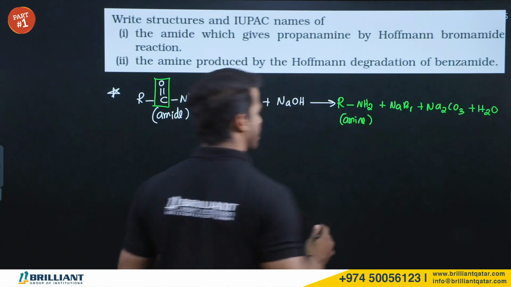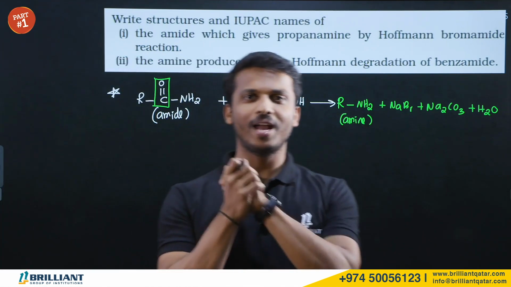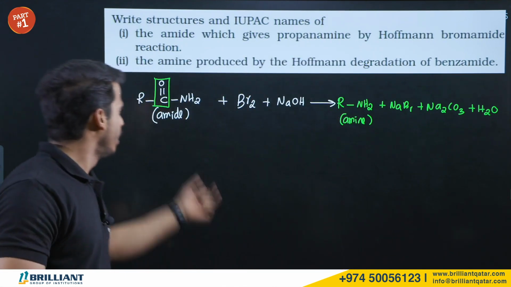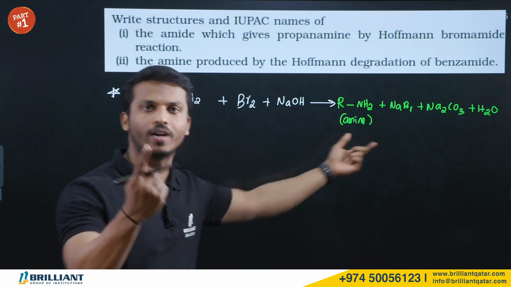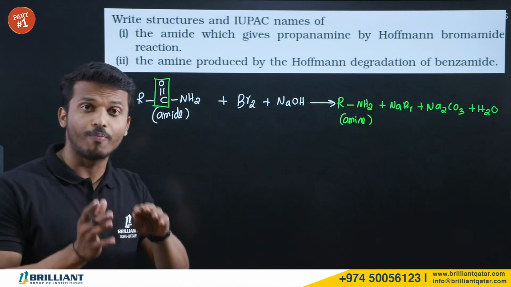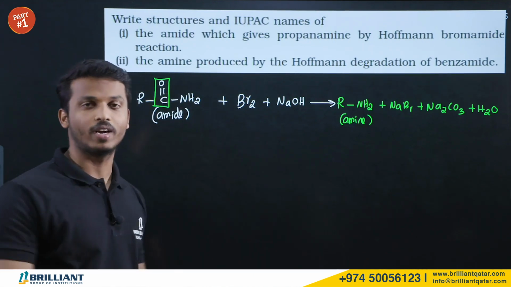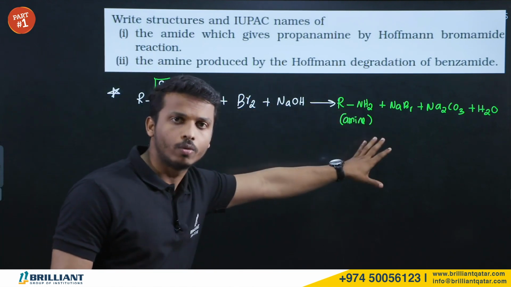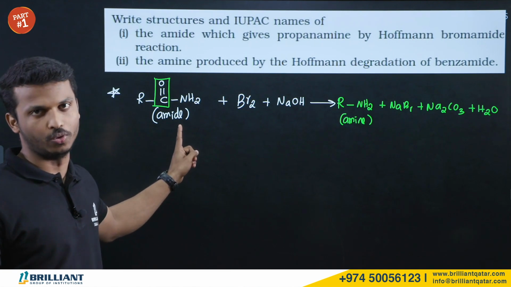What is the major speciality of the Hoffmann bromamide reaction? During the Hoffmann bromamide reaction, if your amide contains 2 carbons, your amine contains 1 carbon. That is called Hoffmann bromamide degradation. 1 carbon degrading, 1 carbon we are removing. So, the amine formed contains 1 carbon less compared to the amide which is used.